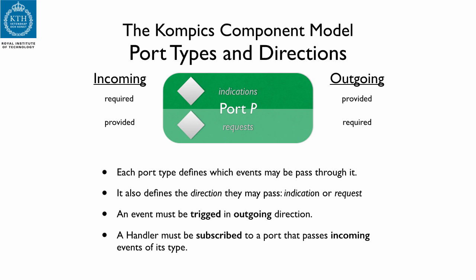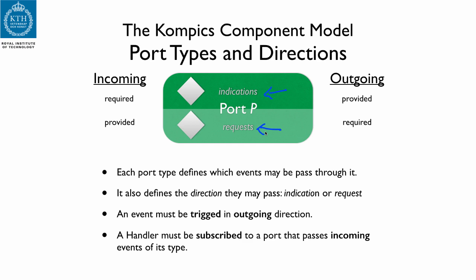So what is a port type really? Now, a port type simply defines events that might pass through it. And it also defines the direction in which they may pass. And the possible directions are indications and requests. However, on their own, those two words don't actually mean anything.